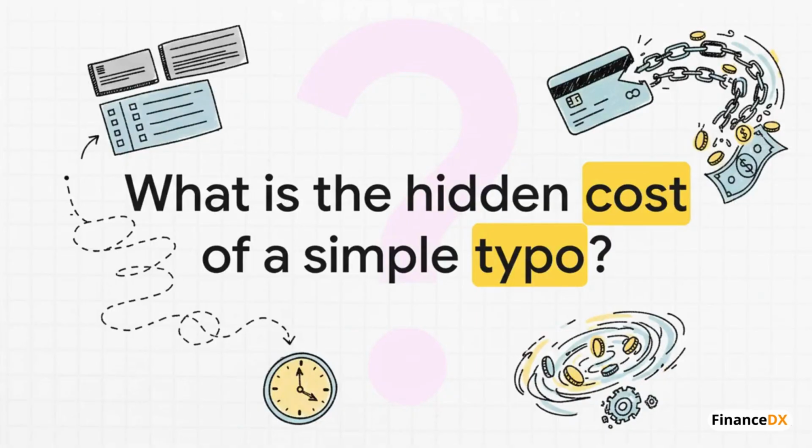So let's start with a really simple question. What's the real cost of a typo? I mean, think about it. A single wrong digit in an address, maybe a misplaced comma in a credit limit. It sounds so minor, right? But these tiny little errors can set off a massive chain reaction of problems that cost you real time. And, you guessed it, real money.